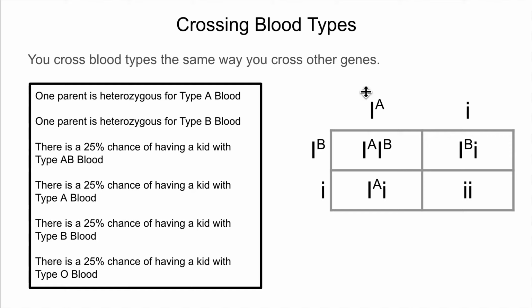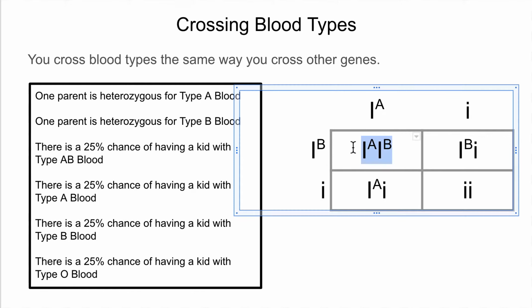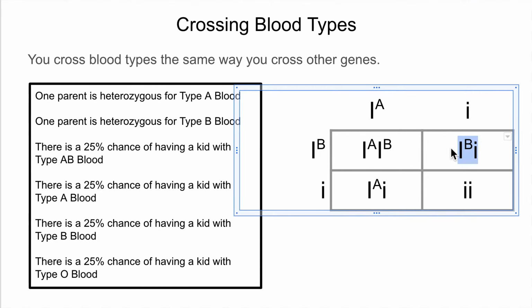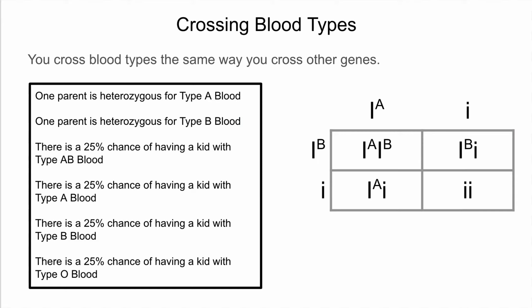Well, when I cross it, I could have a 25% chance of having a baby with type AB blood, a 25% chance of having a baby with type B blood or heterozygous B blood, then a 25% chance of having type A blood, and a 25% chance of having type O blood. And we actually do this a lot for determining who the father is. All right, so that's one type of non-traditional genetics called codominance.